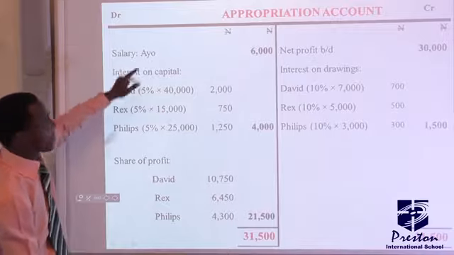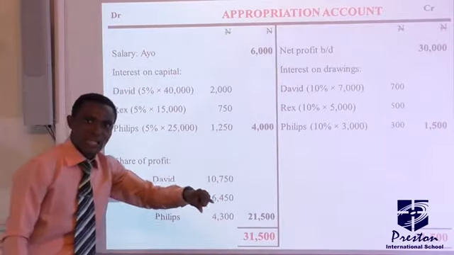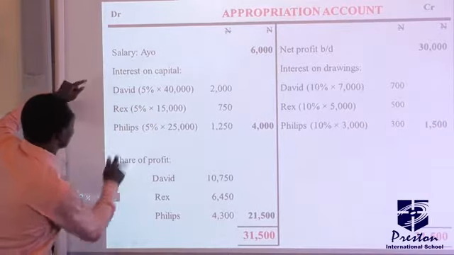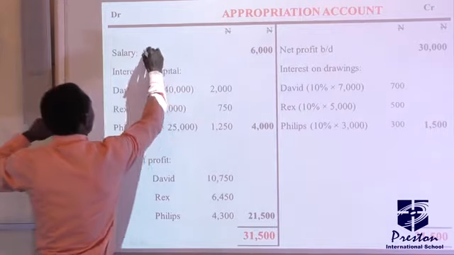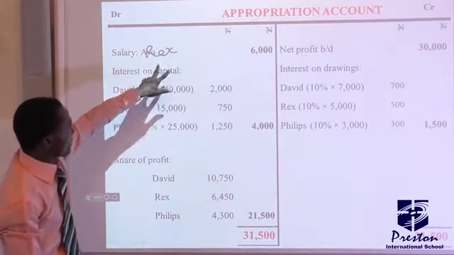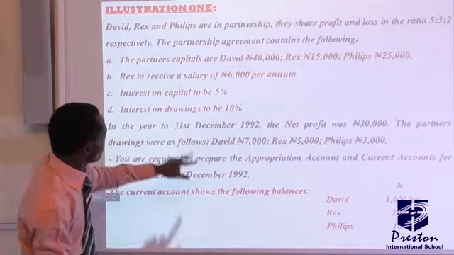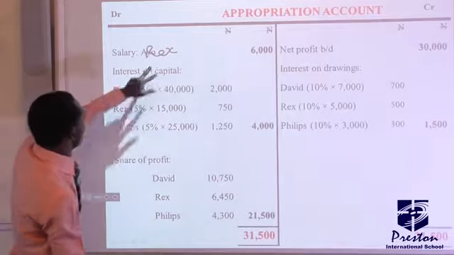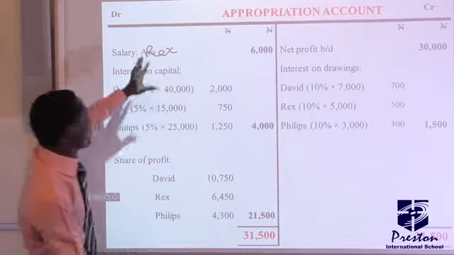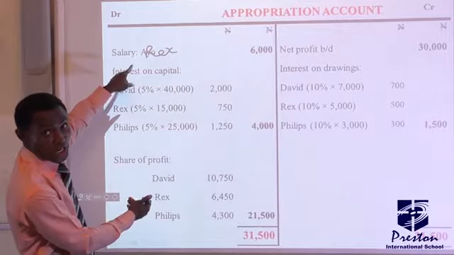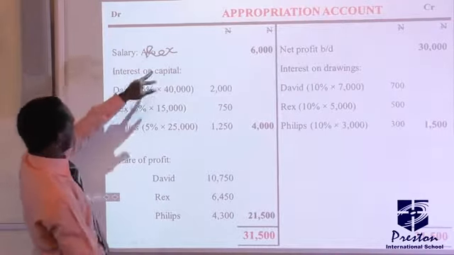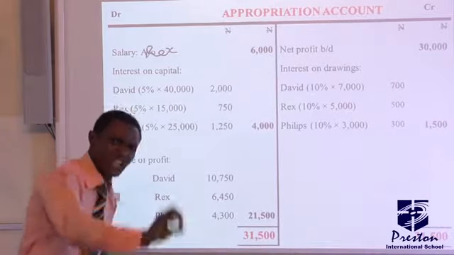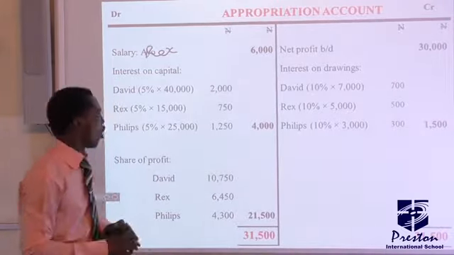Now let's take a look at the salary. Remember, the partners are paying Rex a salary of 6,000 naira. Can you still remember that Rex is to receive a salary of 6,000 naira? So Rex will be receiving 6,000 naira. That means the money is going out, so that's why it's recorded under the debit side of the appropriation account. And the interest on capital: every money you put into the business, there's an interest attached to the capital introduced by each of the partners.